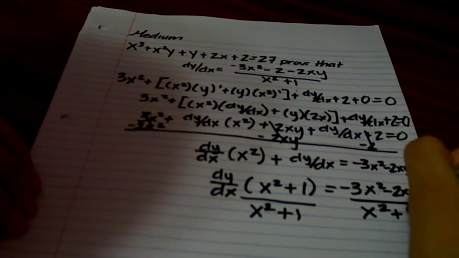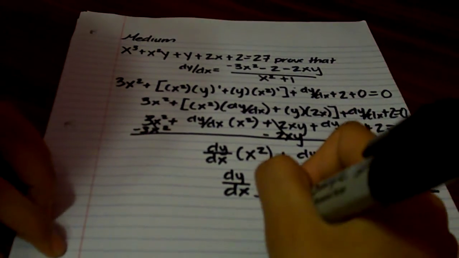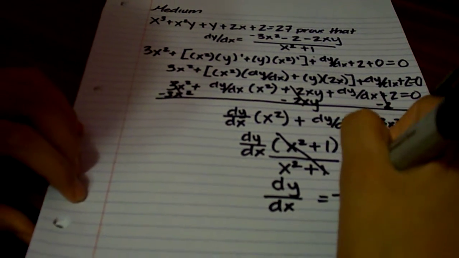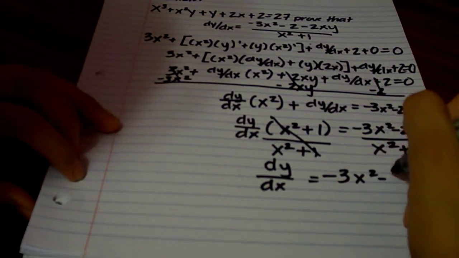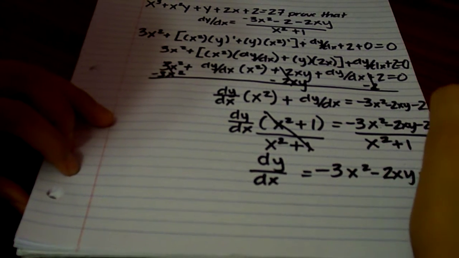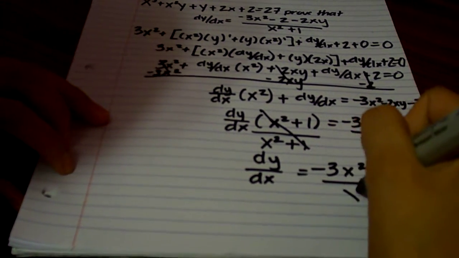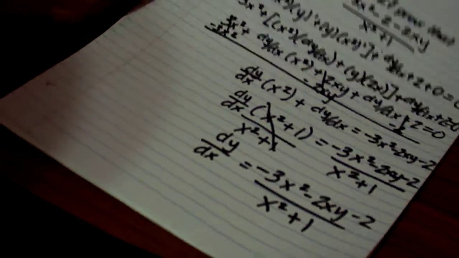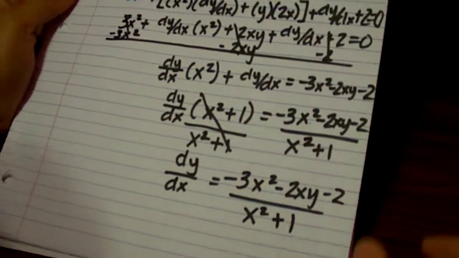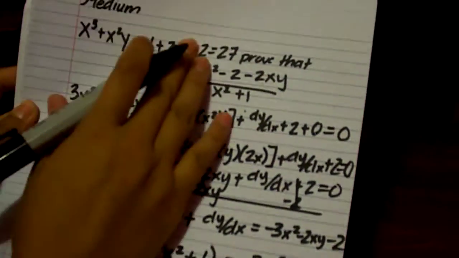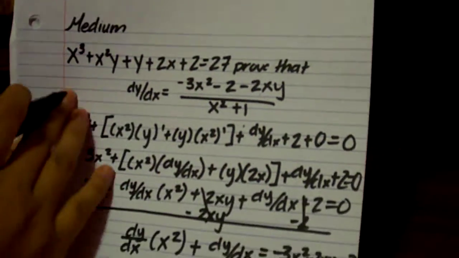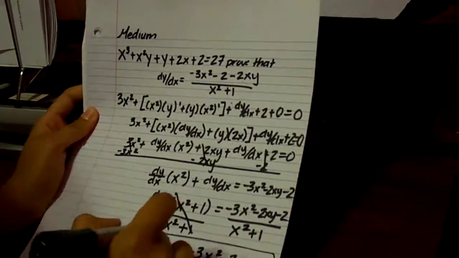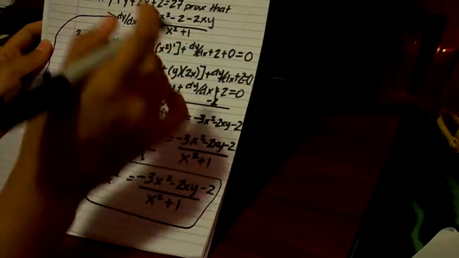So it would be, it cancels out, dy over dx will equal negative 3x squared minus 2xy minus 2 divided by x squared plus 1. This would be a medium problem. Okay. Proving that the original equation would equal this. With each step you have to prove it, and the final answer proves it.